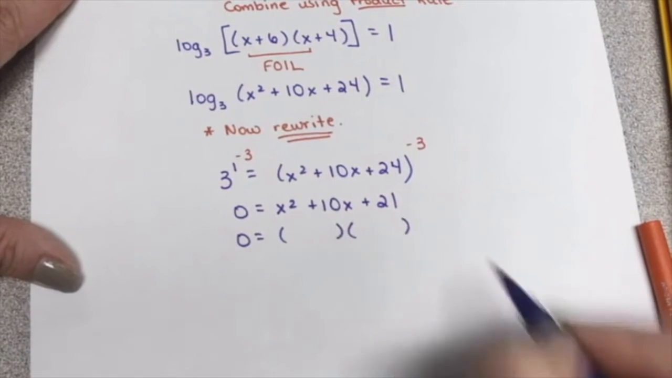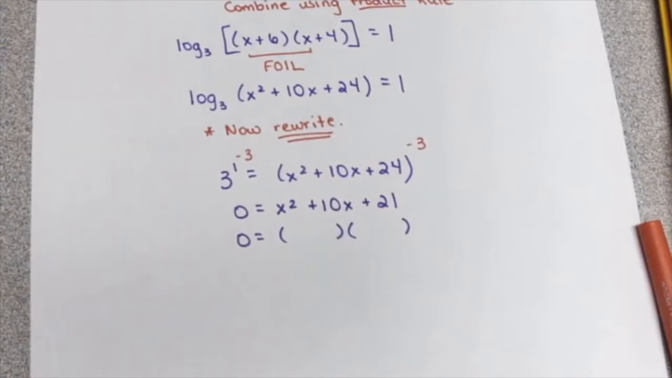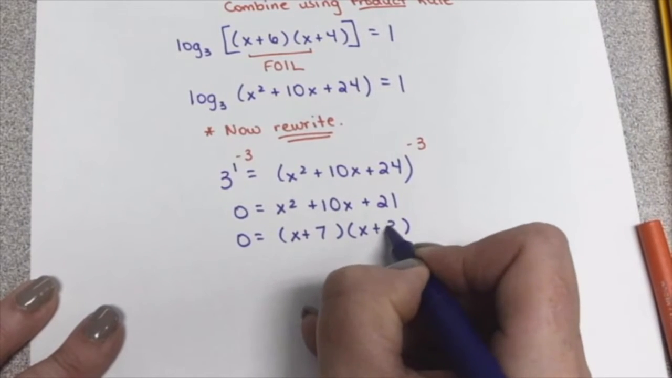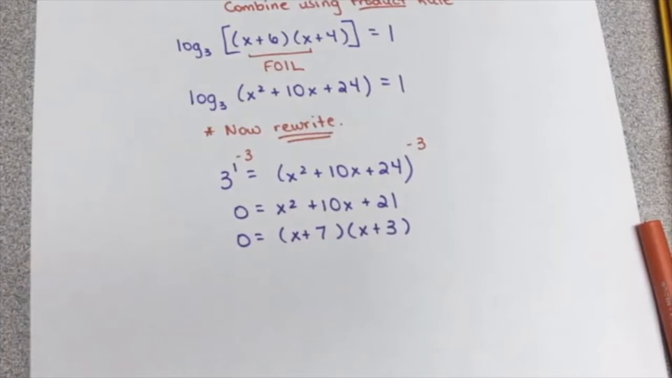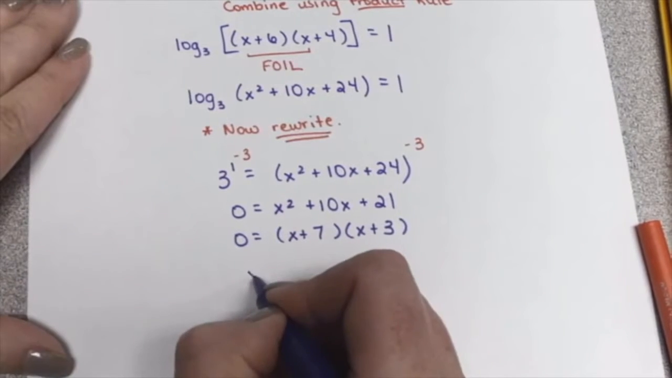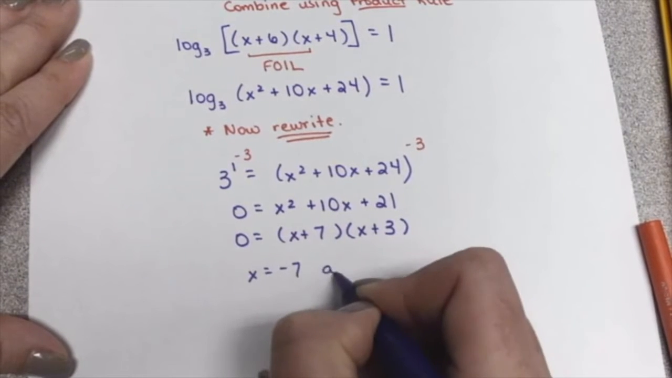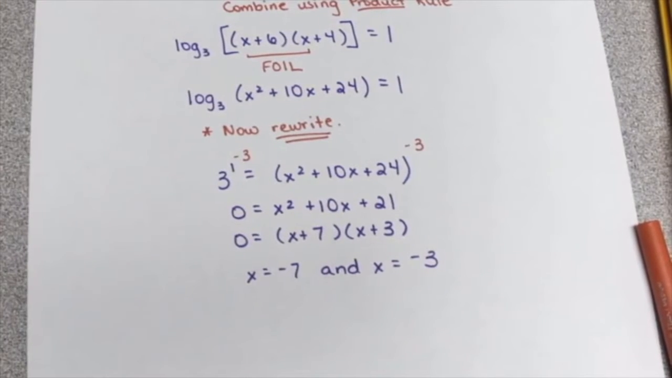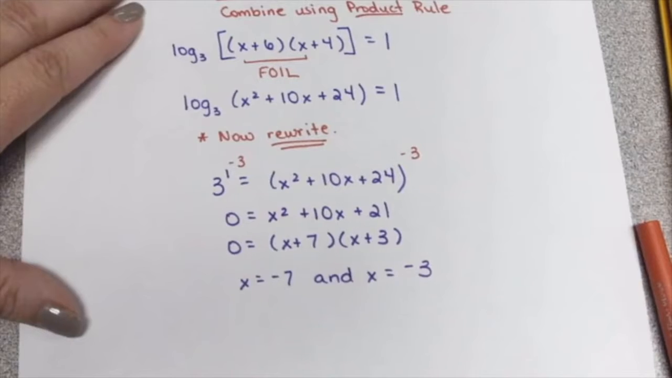So I gave you one that I thought would be a little nicer to factor on this one. What are the factors of 21 that would add up to 10? 7 and 3? So when you set each of these equal to 0, notice you get -7 and -3. And then you go back up to the top and check.